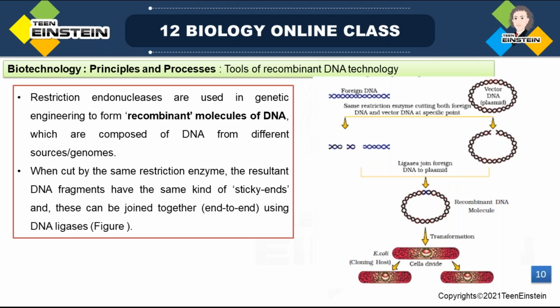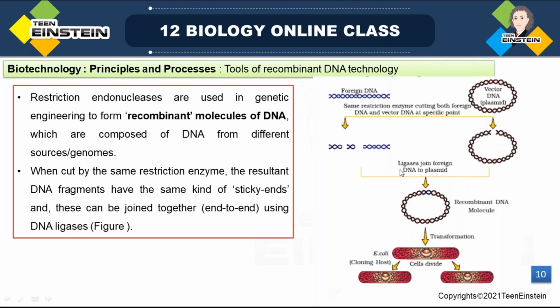There comes the role of this restriction endonuclease. That means the combination of two different DNA molecules which are from two different sources. Here you can see there is a foreign DNA and a vector DNA. From both of these, the restriction enzyme will cut the foreign DNA and the vector DNA at specific points, right? Here, the restriction enzyme is making small pieces of the foreign DNA which has the desired gene. At the same time, the vector DNA is also getting cut, right?